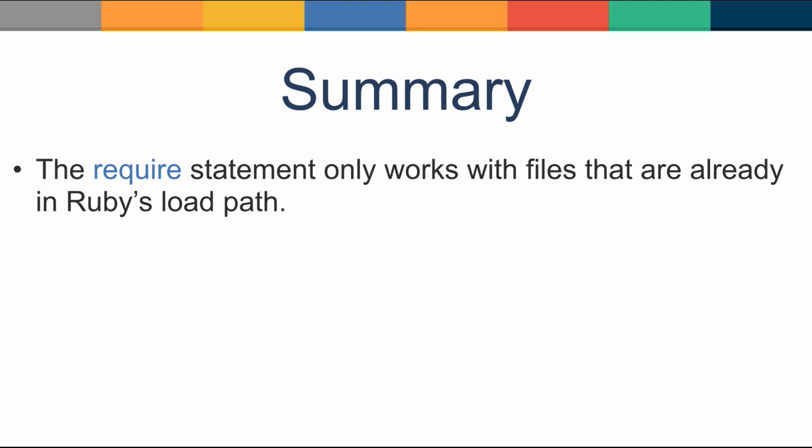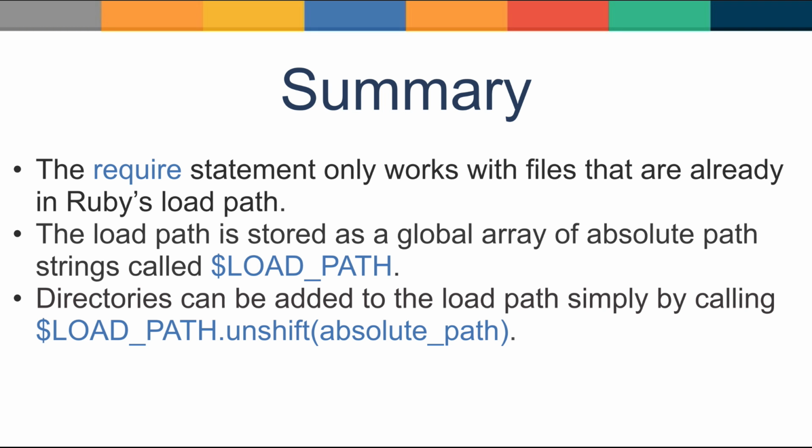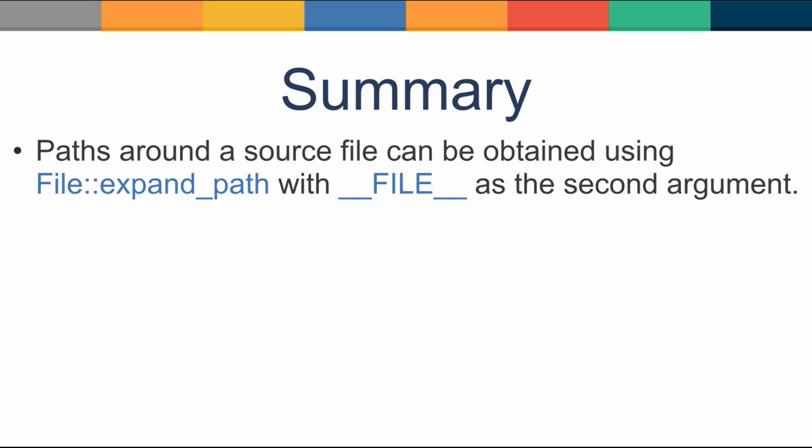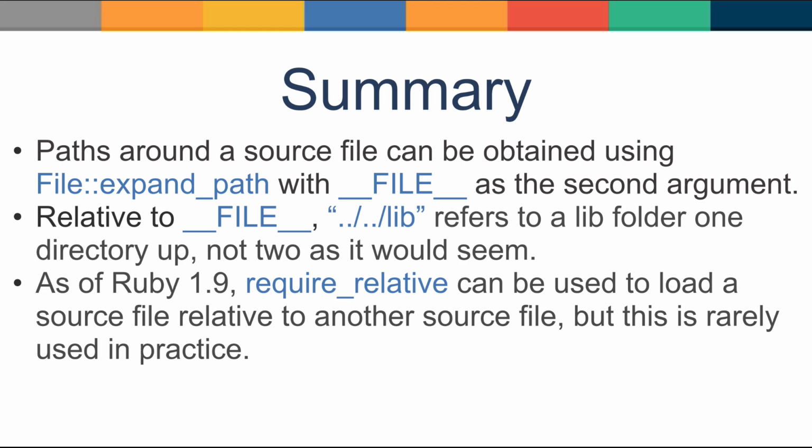Let's go back over what we've learned so far. The require statement only works with files that are already in Ruby's load path. The load path is stored in a global array of absolute path strings called $LOAD_PATH. Directories can be added to the load path by simply calling $LOAD_PATH.unshift with an absolute path. Paths around a source file can be obtained using File.expand_path with __FILE__ as the second argument. Relative to __FILE__, /../lib refers to a lib folder one directory up, not two as it would seem. As of Ruby 1.9, require_relative can be used to load a source file relative to another source file, but this is rarely used in practice.